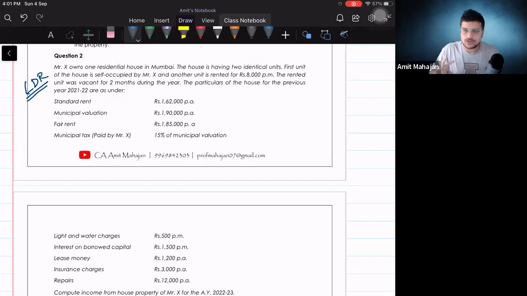Mr. X, also question 2, additional questions में. Mr. X owns one residential house in Mumbai. Residential house hai. The house is having 2 identical units. Again, you can say that this can be situation 7. First unit of the house is self-occupied by X, and another unit is rented for 8,000 per month.